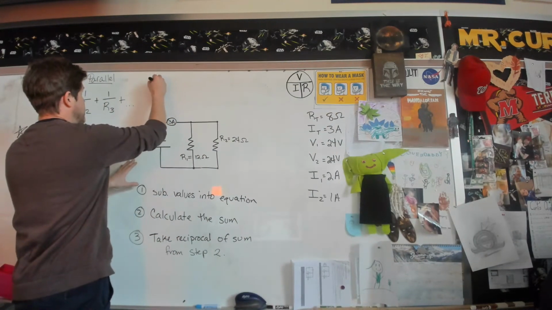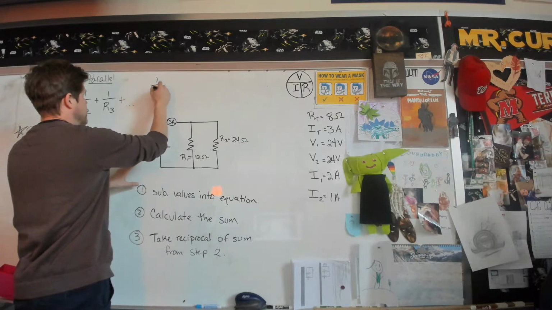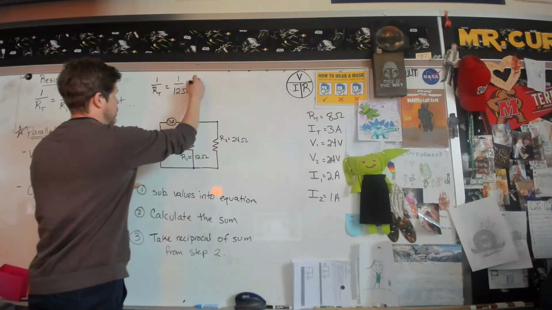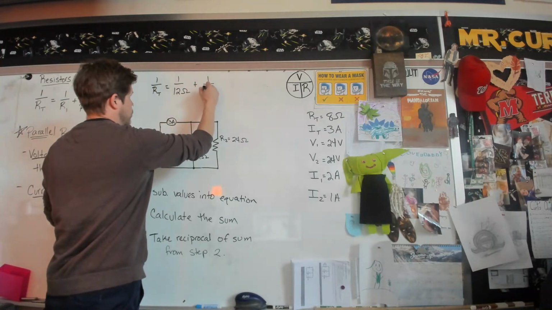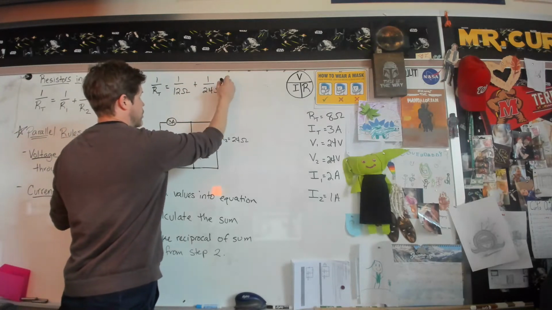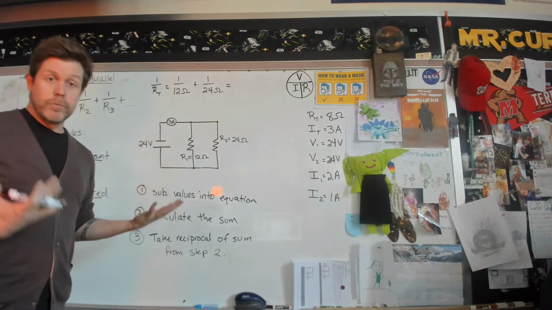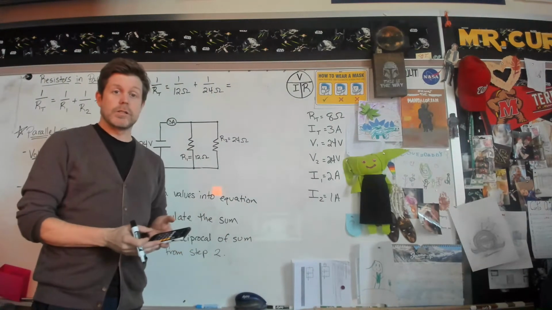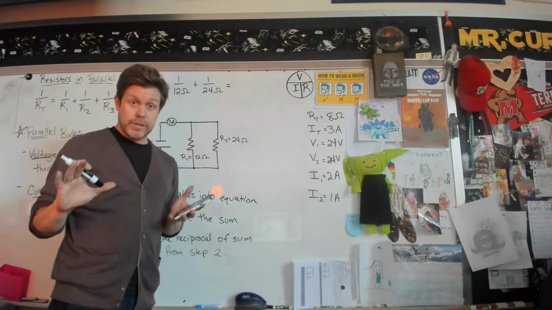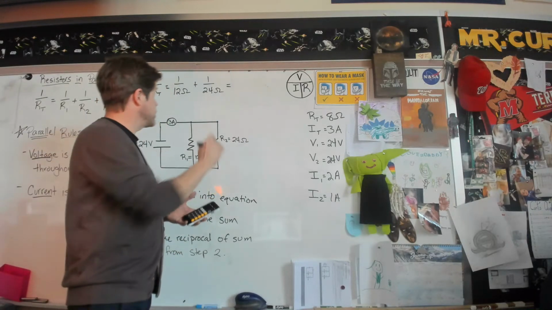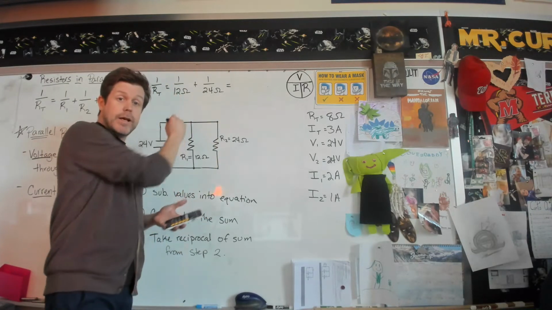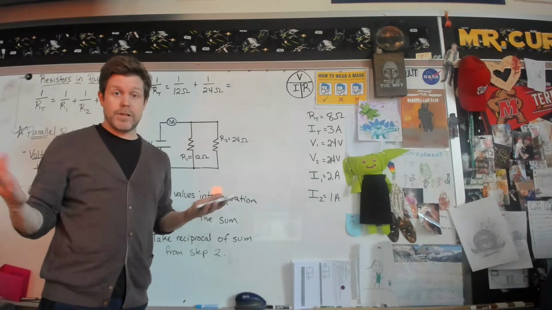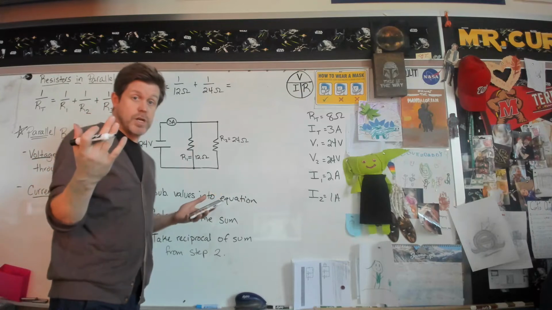So I'll put everything back in the formula. 1 over RT equals 1 over 12 plus 1 over 24, right? And that's going to equal something. Now, if your phone doesn't handle fractions, we can easily do this still. All you need to do is take the fraction and convert that into a decimal. Once you do that, add it just like normal and take your reciprocal.